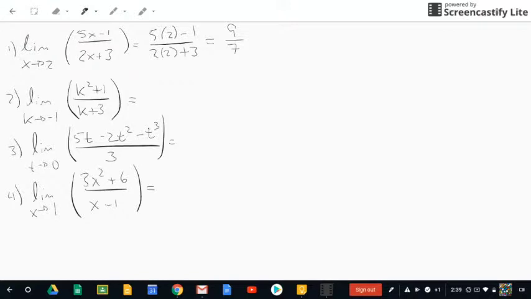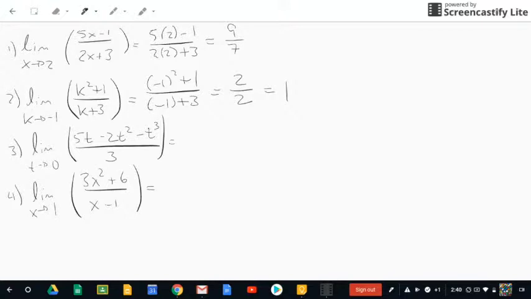Let's look at the next one here. The limit as k approaches negative 1 of (k squared plus 1) over (k plus 3). Now again, this thing is undefined at negative 3. That's not a problem. I am approaching negative 1. So the numerator and the denominator, both of those polynomial functions, are going to be defined at negative 1. So all I have to do is plug in negative 1 squared in the numerator plus 1, all over negative 1 plus 3. Negative 1 squared is 1, plus 1 is 2. Negative 1 plus 3 is 2. And so altogether we get a limit of 1.